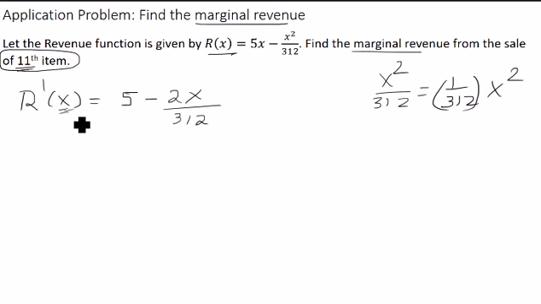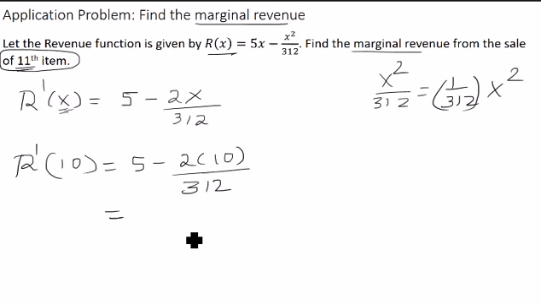So to get the 11th item, you have to start from the 10th item, and you increase by 1 from the 10th item, and that's going to give you the 11th item. That's why your starting point is 10, not 11. So you really have to find the derivative at 10. That's where things begin, and then you increase x by 1, and then you get the 11th item. Make sure you understand that, and that's going to be 5 minus 2 times 10 over 312. And if you simplify this in your calculator, you should be getting some number here. So that should be 5 minus 20 over 312.